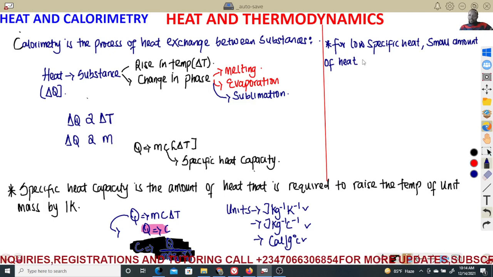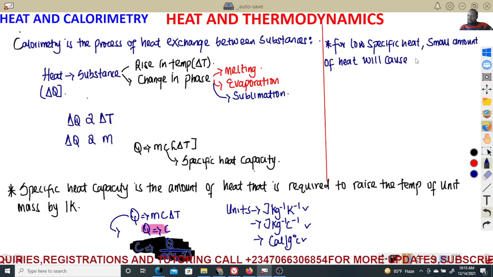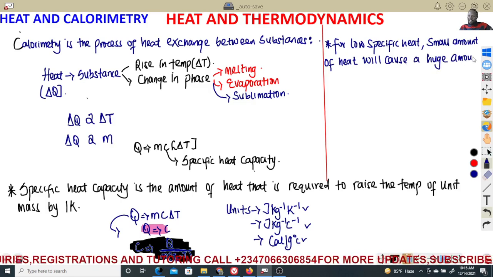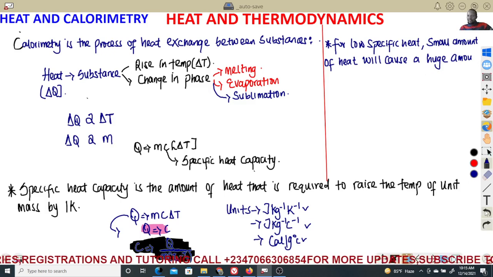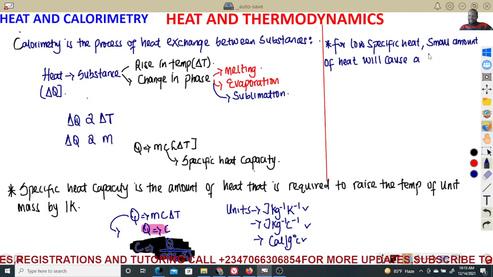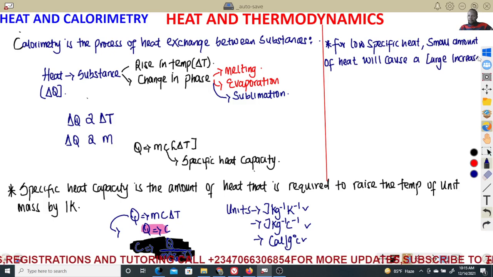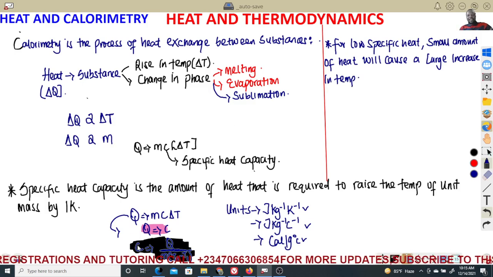A small amount of heat will cause a huge amount, let me use simple English, a large increase in temperature. So what I'm saying, my dear student, is that specific heat capacity is directly proportional to the quantity of heat, but inversely proportional to temperature. We can also write in the same way.